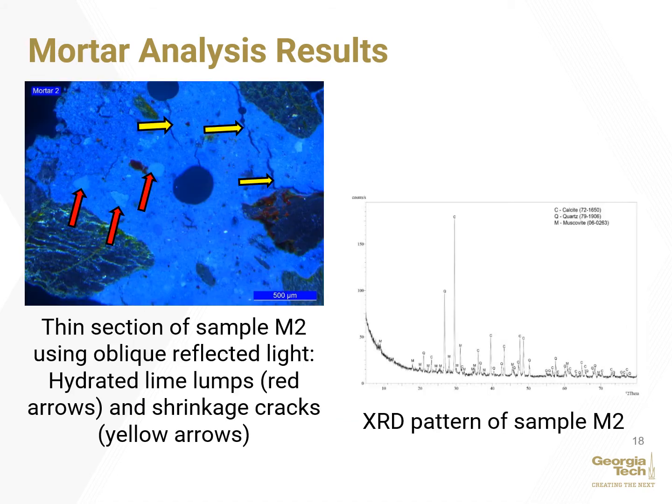Here we see the shrinkage cracks in the red, and the hydrated lime lumps in yellow, hydrated lime lumps with the red arrows, and shrinkage cracks with the yellow arrows. And detailed analysis of the sample 2 here of the contents. The sand in the samples consists primarily of calcite, mica, quartzite, and metamorphic rock fragments.